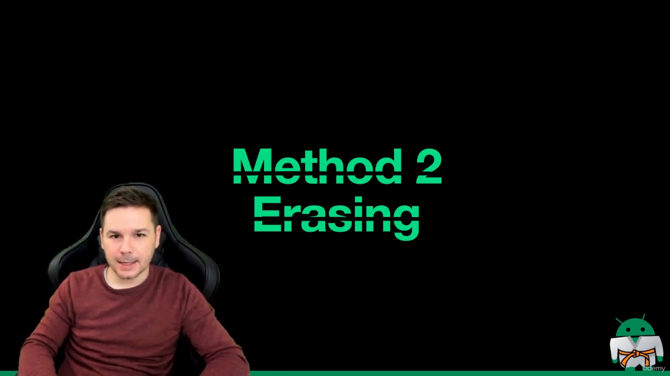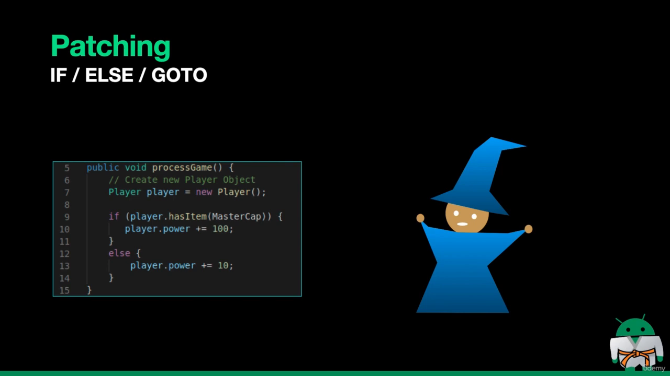We are looking at the second method, the erasing method, and this one is pretty easy. Let's see how this goes. We have a new object over here. This is our player, and the player can now get some items, for example, a master cap. By getting this master cap, the player gets a power upgrade of 100. Otherwise, we just get a power upgrade of 10.